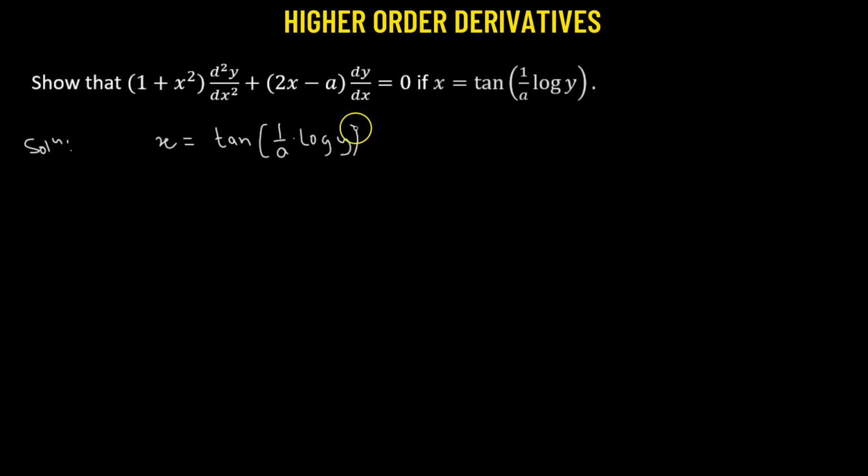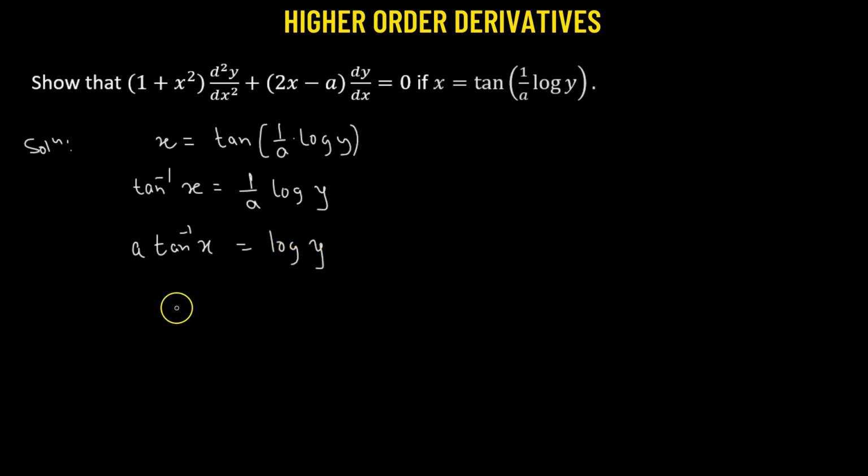So what we'll do, instead of finding the derivative with respect to y, let's do a little bit of manipulation here. So we'll take the inverse tangent function on both sides. That gives us inverse tangent of x, and this tangent will go away. So we have 1 over a times log of y. Fine. Now we'll multiply both sides with a. So we have a times tangent inverse of x equals log of y.